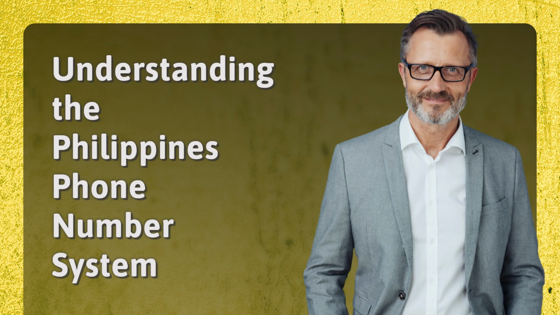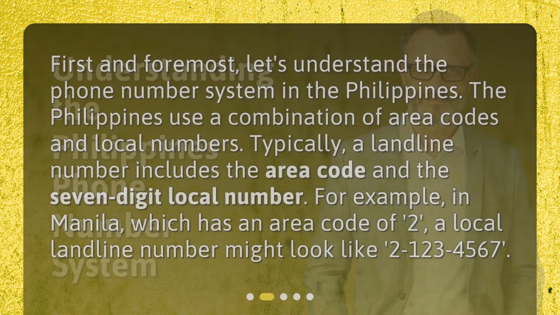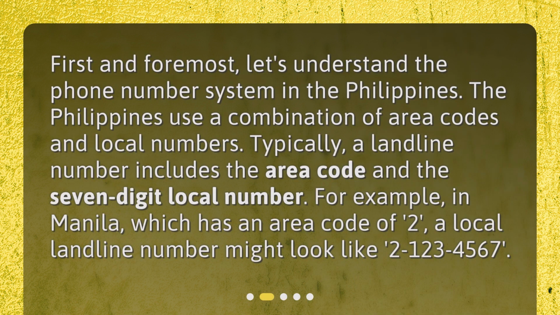Understanding the Philippines phone number system. First and foremost, let's understand the phone number system in the Philippines. The Philippines use a combination of area codes and local numbers. Typically, a landline number includes the area code and the 7-digit local number. For example, in Manila, which has an area code of 2, a local landline number might look like 2-123-4567.